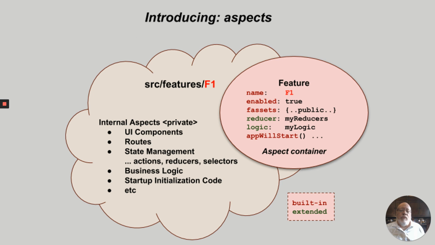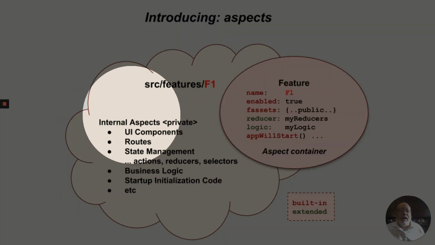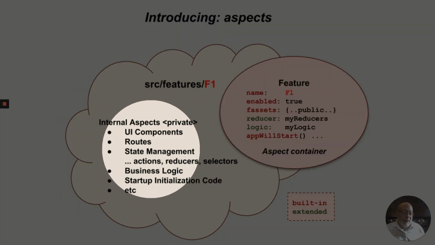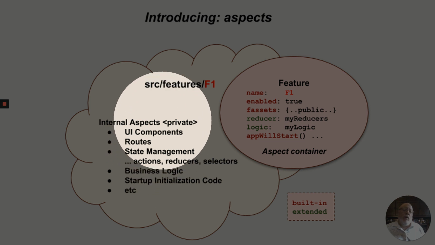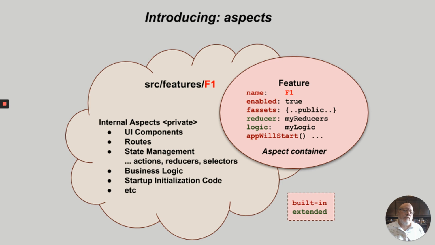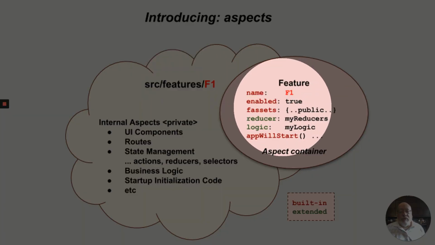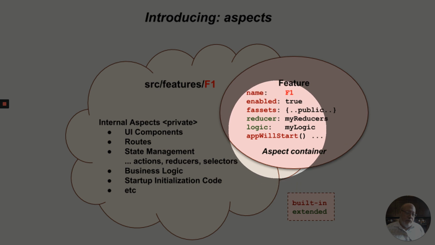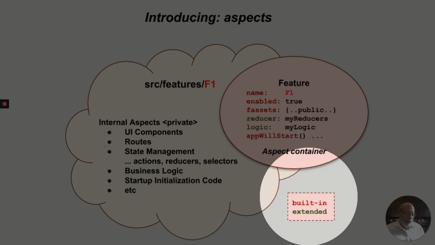Within a feature, it's going to contain a number of aspects that actually implement that feature. And for the most part, that's considered a private implementation detail. But some of these items are of interest in starting your application up and running. And that's where the feature object comes into play. So you can see here I've color-coded the properties of the feature object. The red items are built in, and the green items are extension points.